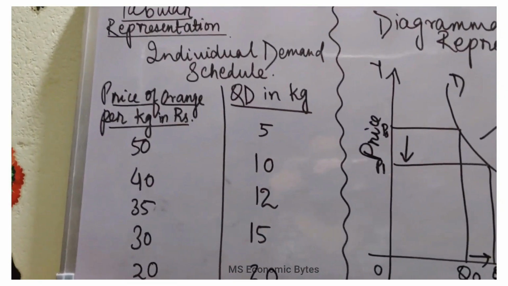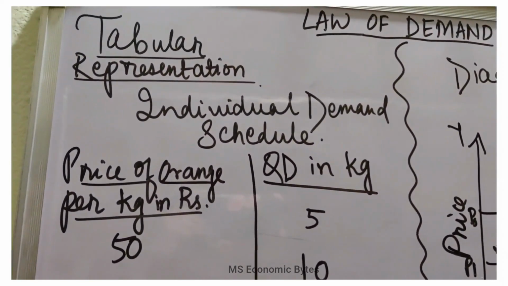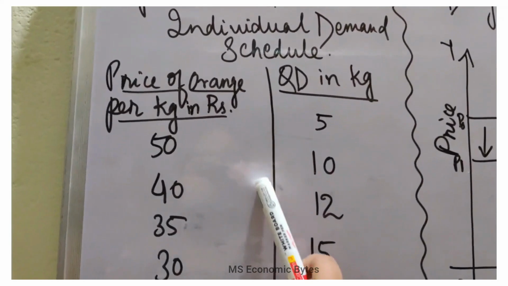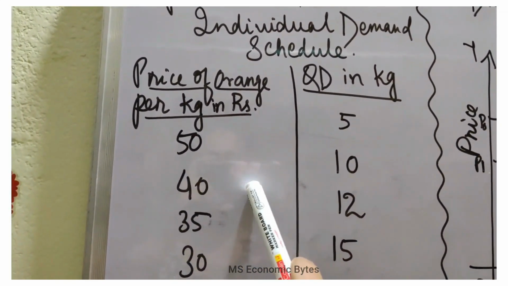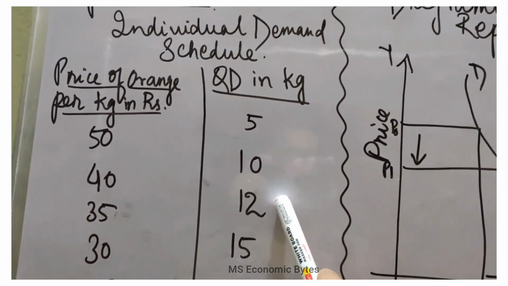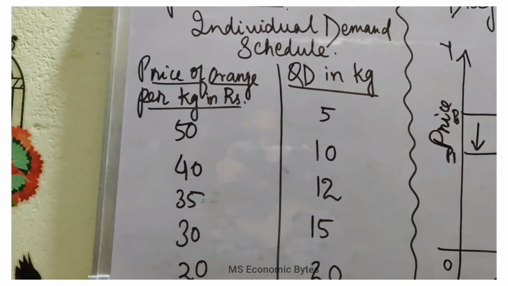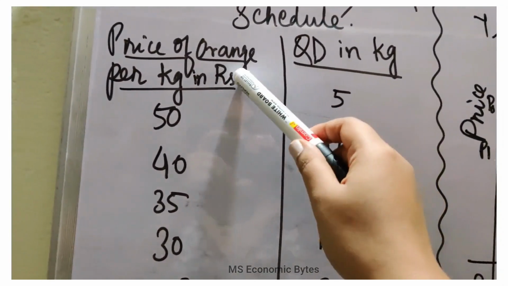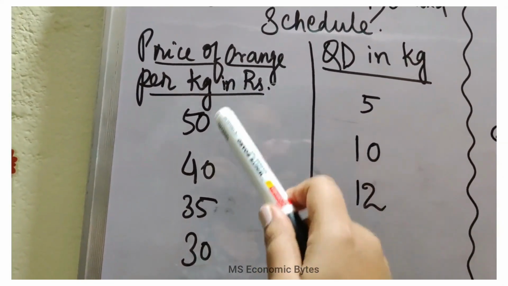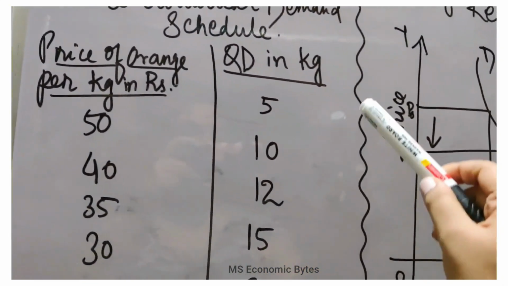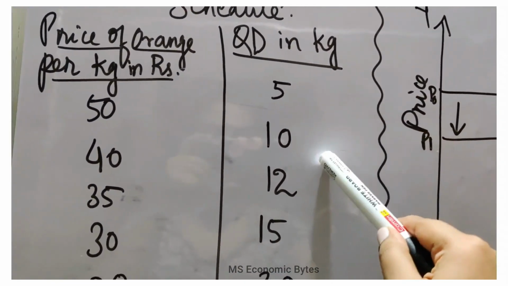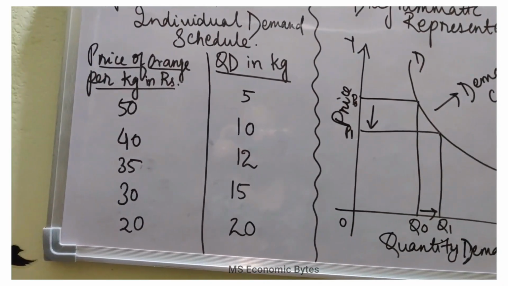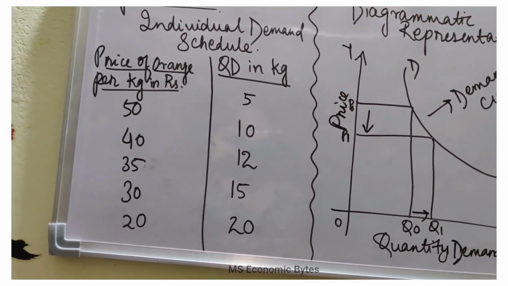Here is the tabular representation of the law of demand. We have an individual demand schedule. Here we have the price of orange per kg in rupees, and here we have the quantity demanded in kg. It is clear from the table that when the price of orange falls from 50 to 40, its quantity demanded increases from 5 to 10 and so on, showing an inverse relationship between price and quantity demanded.